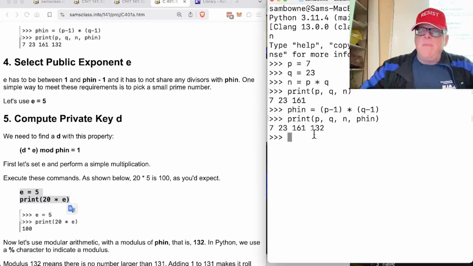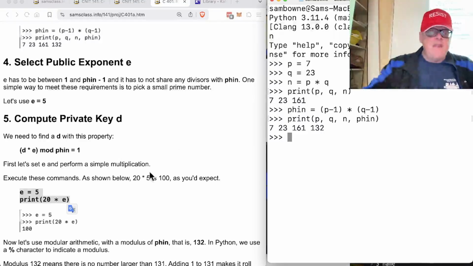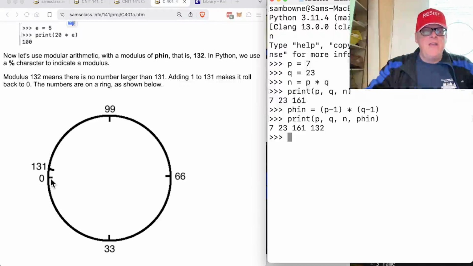Now, if you think about it, phi is 132. So 5 times 20 is 100. So there's no possibility. Now, I'm going around a ring. In fact, I think I have a picture of it here. I'm going around this ring, right? So I'm hoping to find 1.